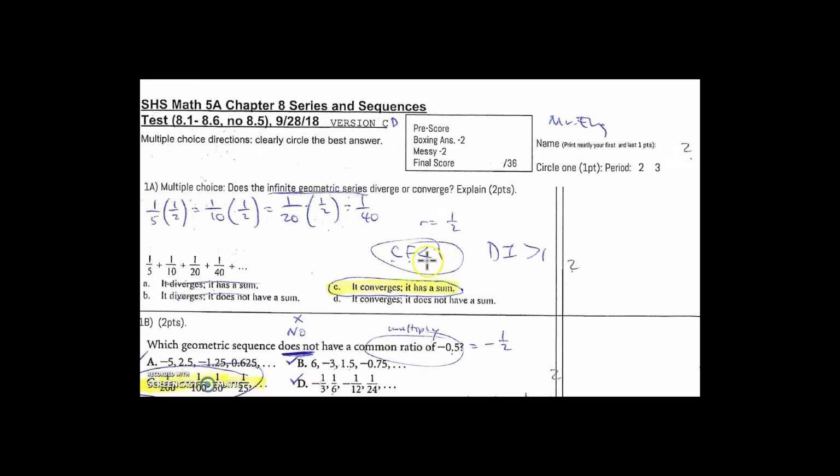Your ratio is less than 1. That's what the inequality means, that your ratio is less than 1. Therefore, it converges, and it's finite. See, when you have a finite, that means it just has a number that you can get. You can have a sum. The answer is C.